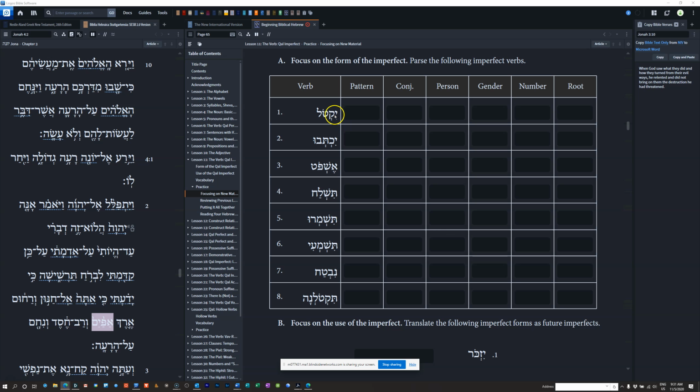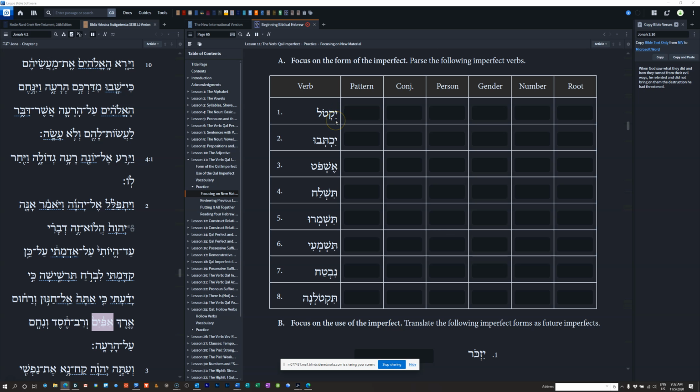The standard prefix for the Qal imperfect is going to be yod in the third person, yod or tav in the actually, tav could be 3fs. So yod in the third person or tav in the third feminine singular, tav in the second person, aleph in the first common singular, and nun in the first common plural. Those are our prefix letters.